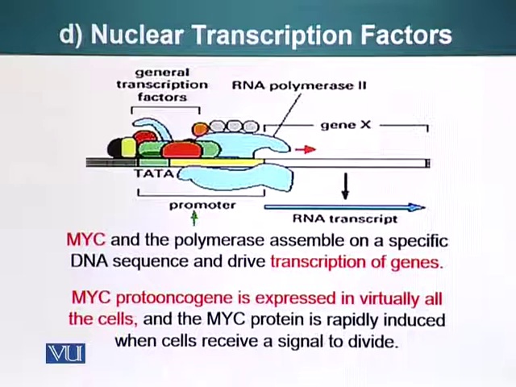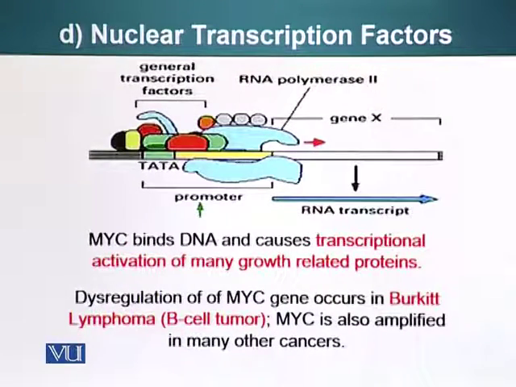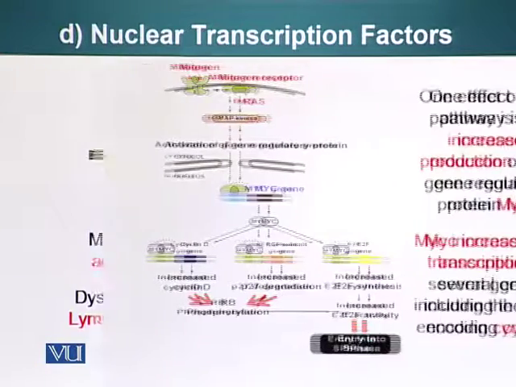So if there's a mutation in MYC gene and it keeps on telling cells to divide, binding specific regions of DNA and causing transcription of genes, for example, like CDK genes or cyclin genes, this will also result in uncontrolled cell division. As I mentioned, MYC can bind DNA and cause transcriptional activation of many growth-related genes, which also includes some cyclins. Dysregulation of MYC gene occurs in Burkitt's lymphoma or B cell tumor. MYC is also amplified in many types of cancers.